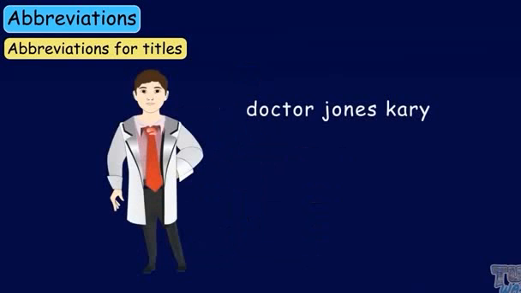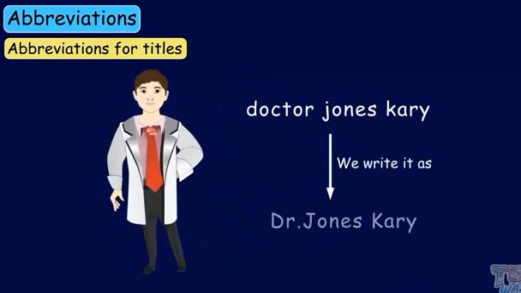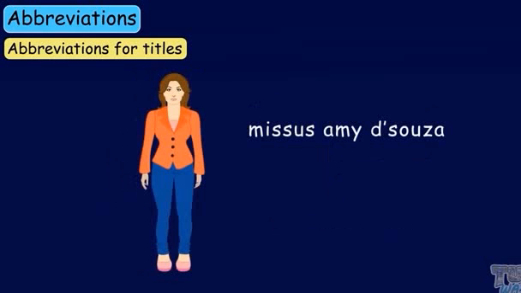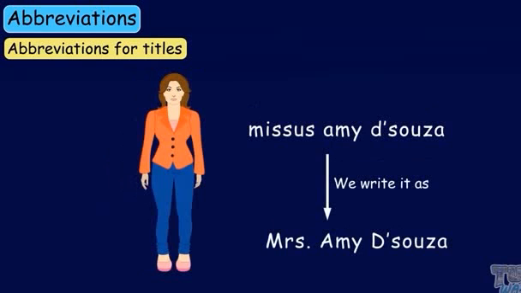If we have to write Dr. Jones Carey, we will write it as Dr. with a period after it, and then write Jones Carey with the first letter of each word capitalized. If we have to write Amy D'Souza, we will write Mrs. with M capital and a period after it, and then write Amy D'Souza with the first letter of each word capitalized.